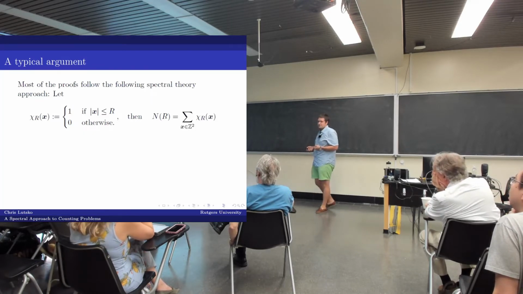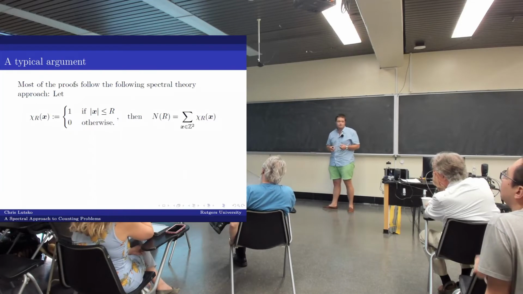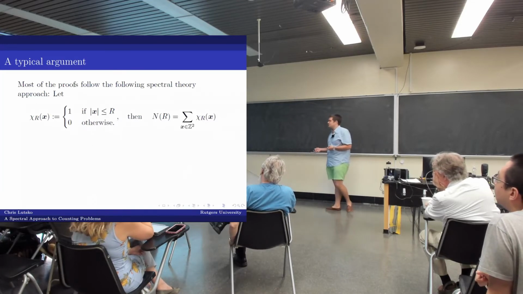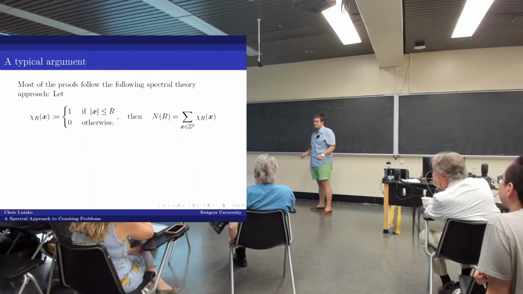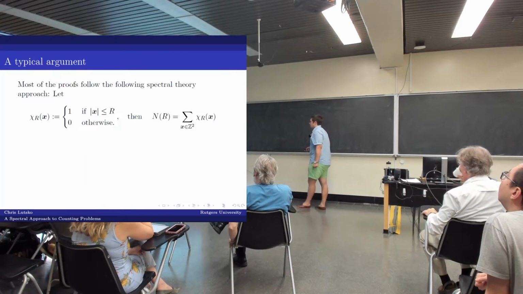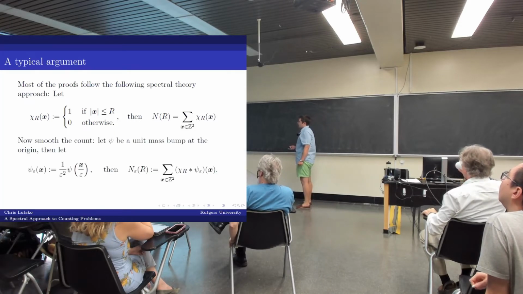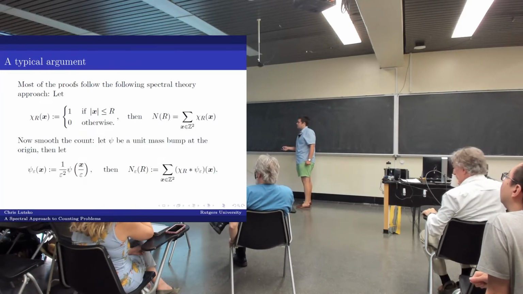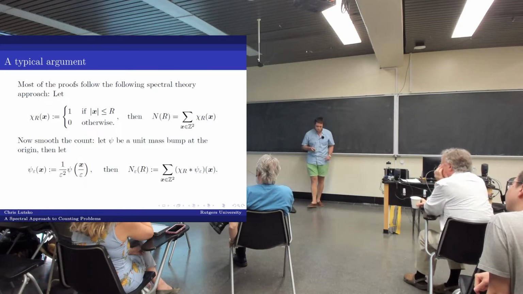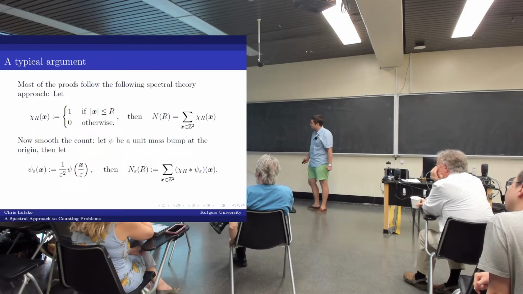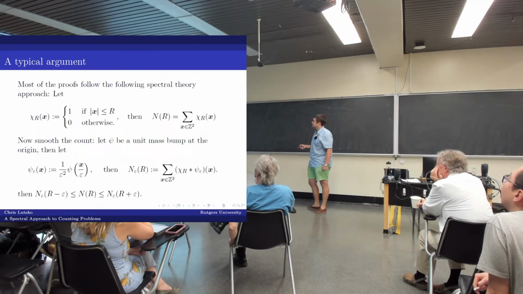Now, if we want to use Poisson summation, we need our function to be smooth. So we're going to smooth it. And the typical way you do that is to convolve with some smooth function at some scale epsilon you play with. And now my true count is upper and lower bounded by these epsilon-smoothed counts. Okay. So now we have a sum over smooth functions, and we can apply the Poisson summation formula.